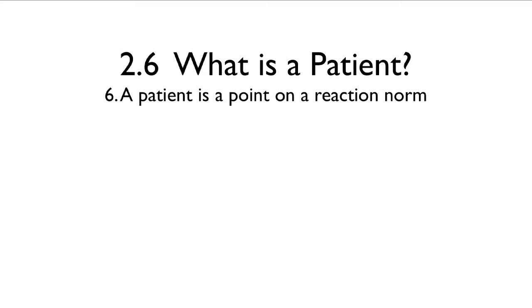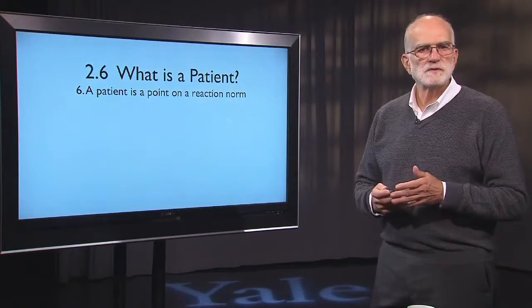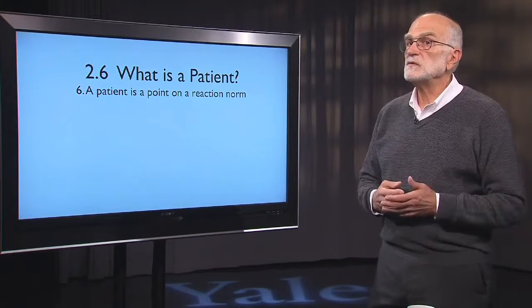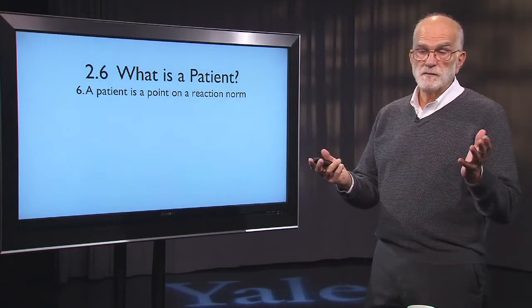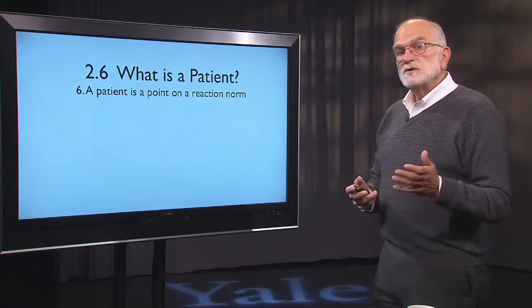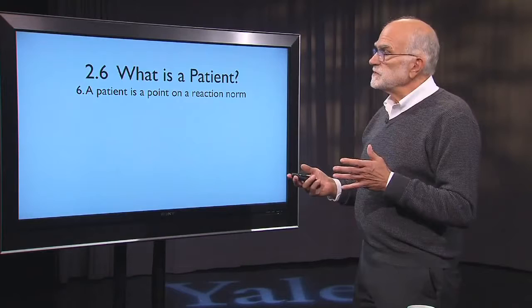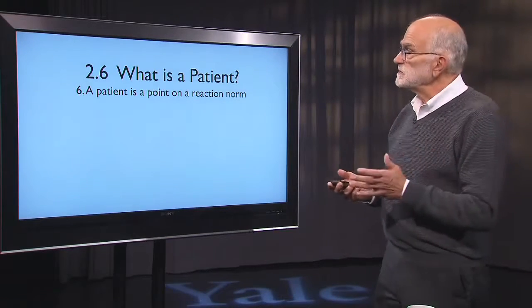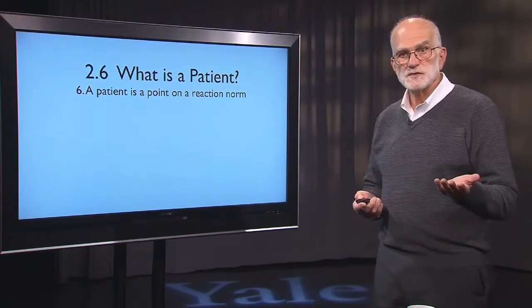We have seen how useful the concept of a reaction norm is in analyzing life history evolution. However, reaction norms occur in many traits. They're a general feature of trait evolution and trait response to the environment. Therefore, we should take a look at what a patient is in terms of phenotypic plasticity. And the conclusion is that a patient is a point on a reaction norm or a reaction surface.